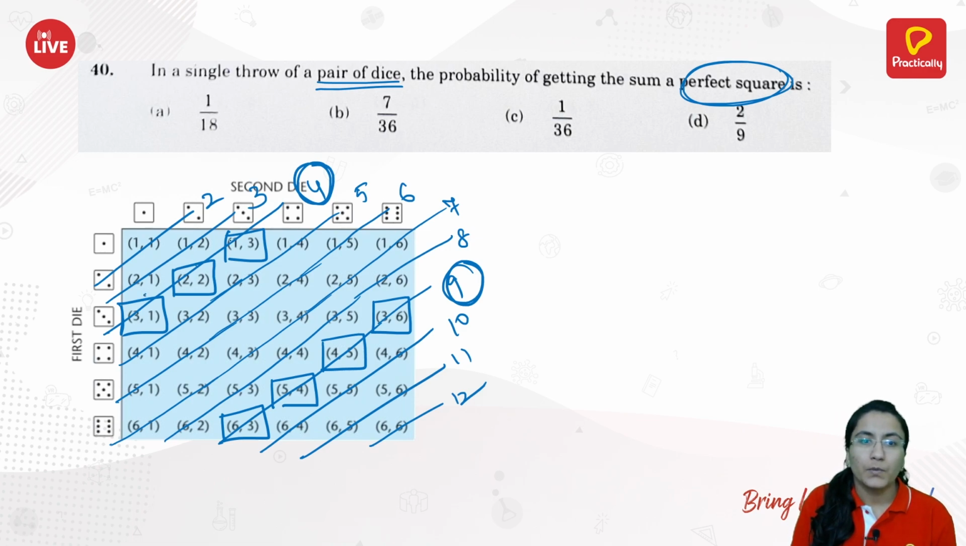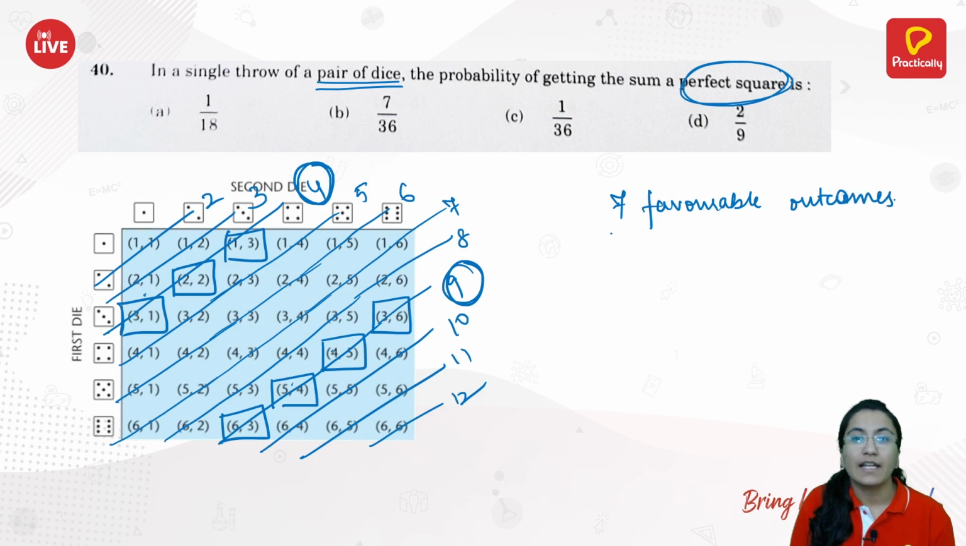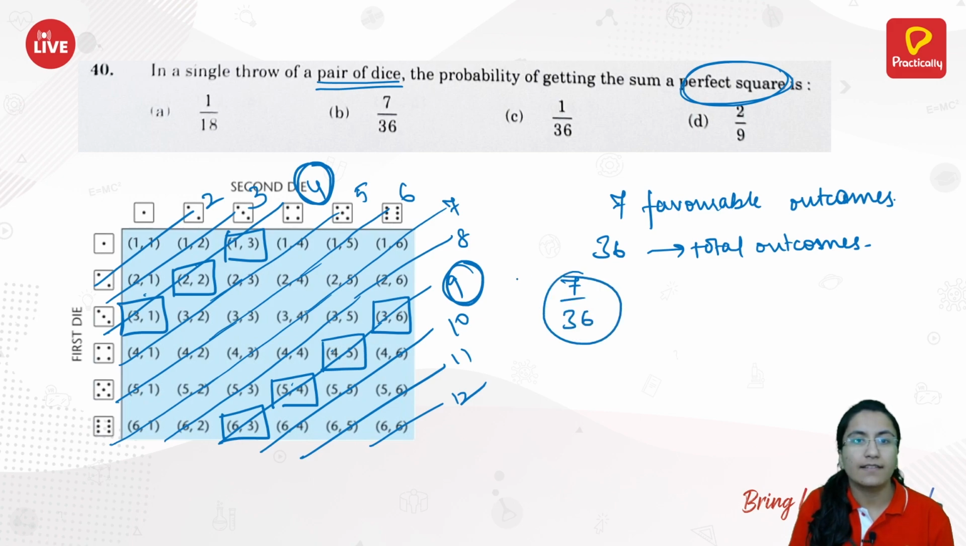So 1, 2, 3, 4, 5, 6, 7: 7 favorable outcomes. And in total there are 36 outcomes. So you have 7 by 36 as the required probability, which is option B.